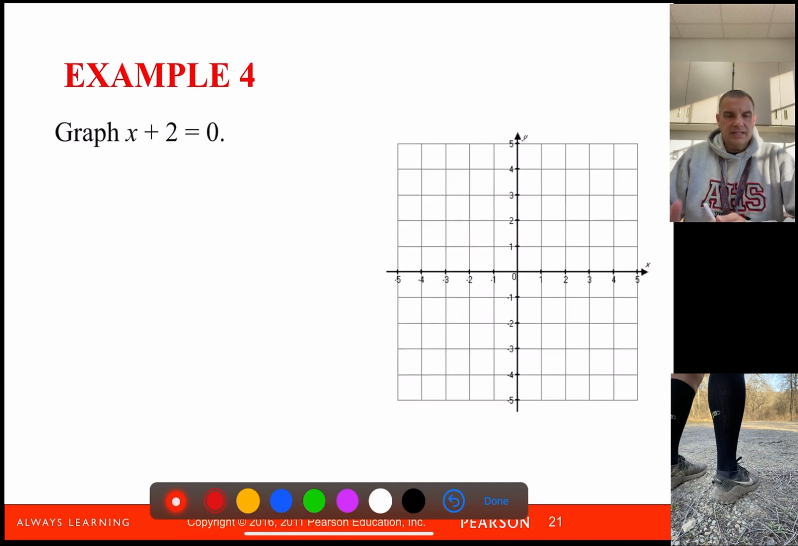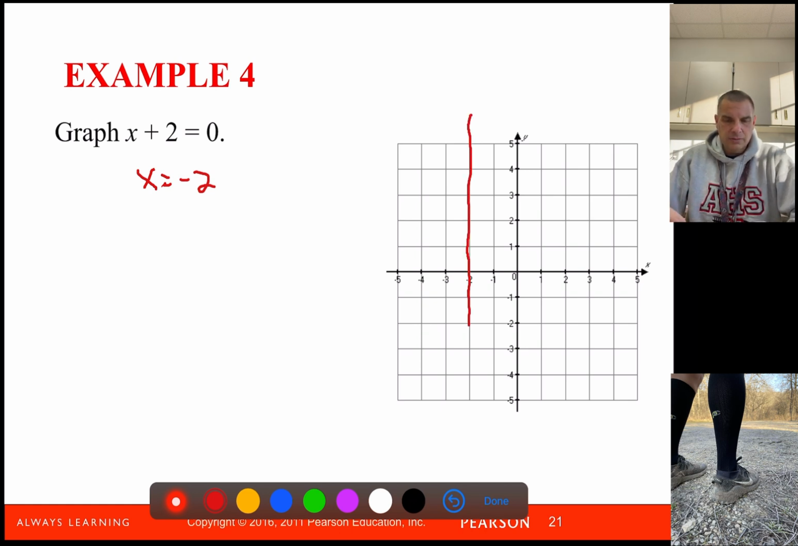In this case, if we're asked to graph x is equal to negative 2, anytime you have an x equals, your x value always has to be, in this case, negative 2. So an x equals is always going to be a vertical line.